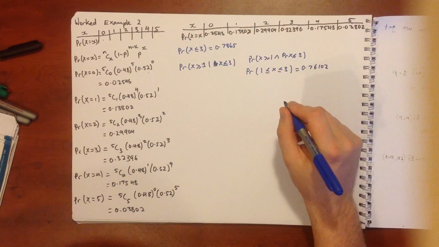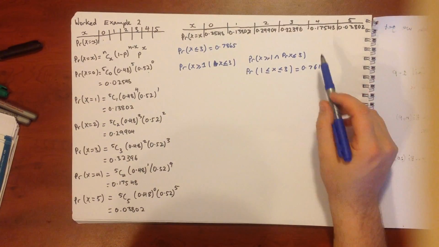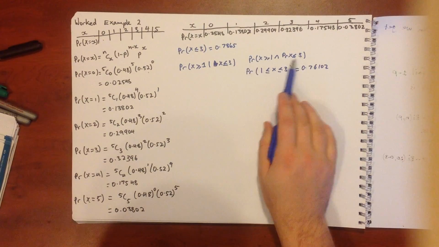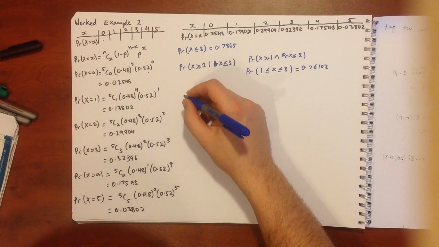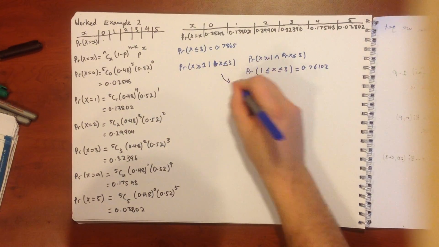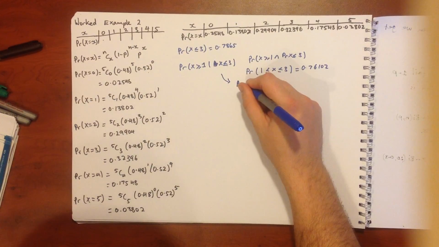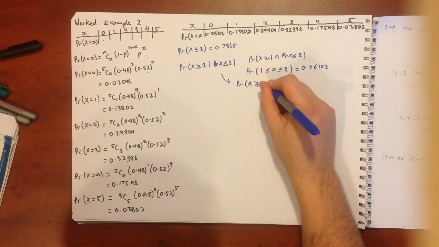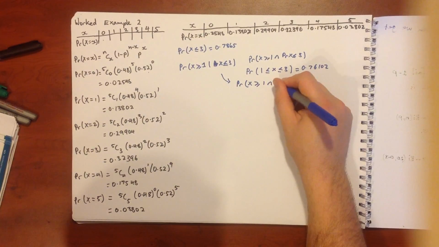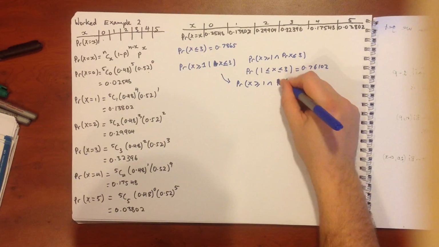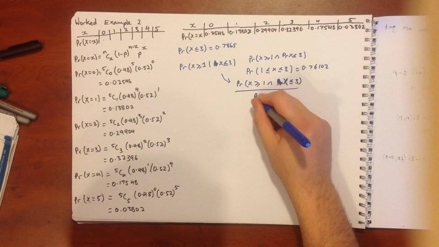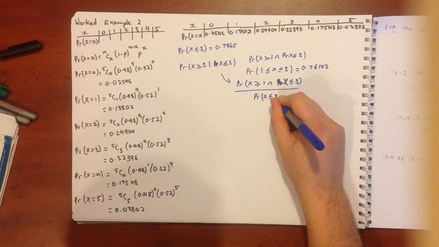0.76102. But we also need to divide that by the probability that's less than 3. So this is only the top line of our equation, because remember our full equation is the probability that x is greater than or equal to 1, intersection x is less than or equal to 3, over the probability that x is less than or equal to 3.